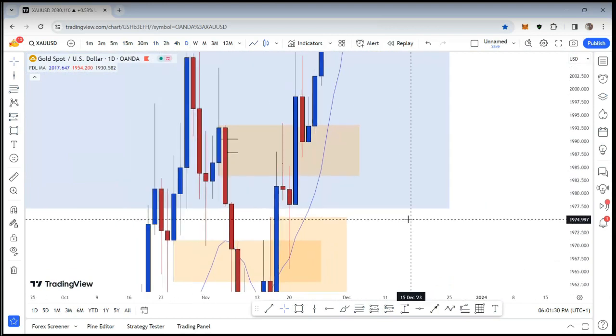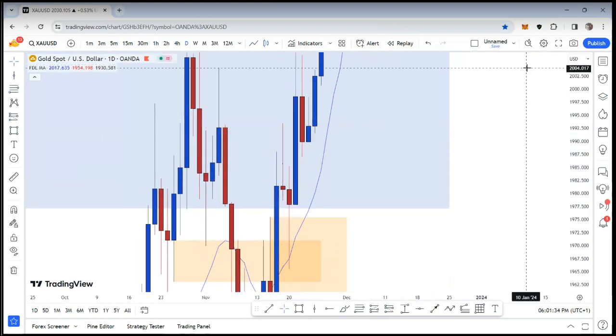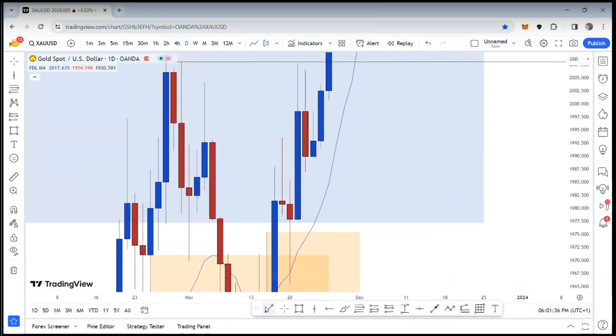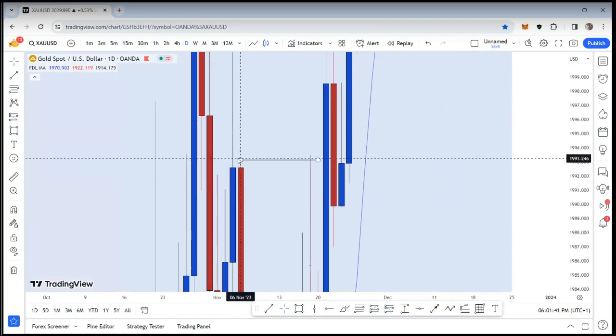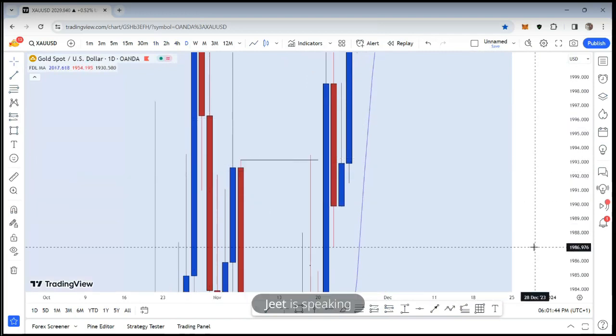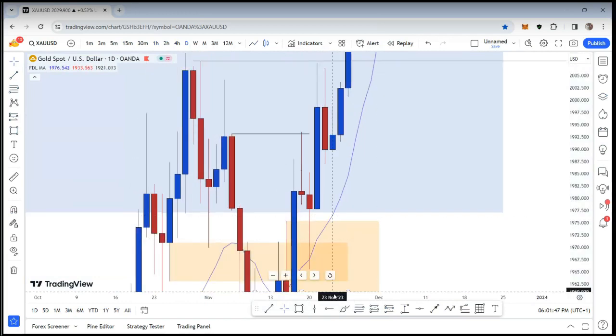Now look at this with me, guys. Now price cleared this liquidity. Can you see that? That last support. Price cleared that last support. Can you see that, guys? Yes. And now it came and reacted to this level.